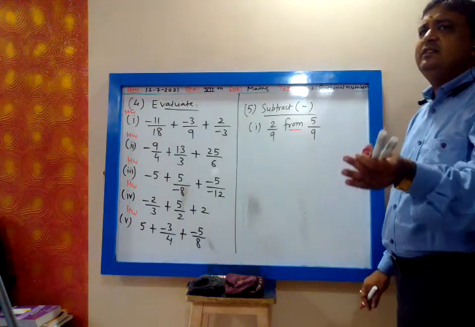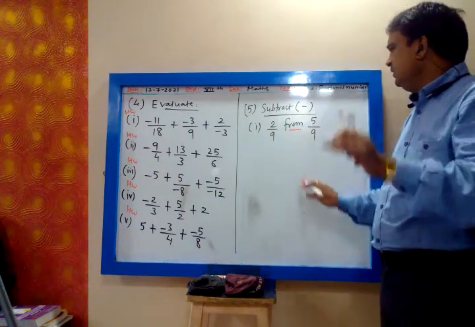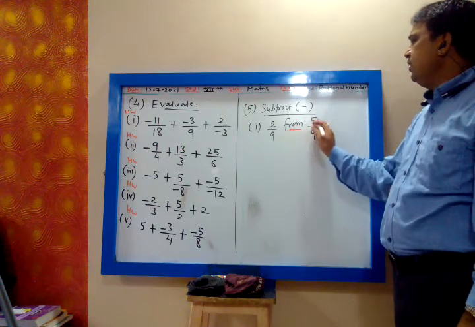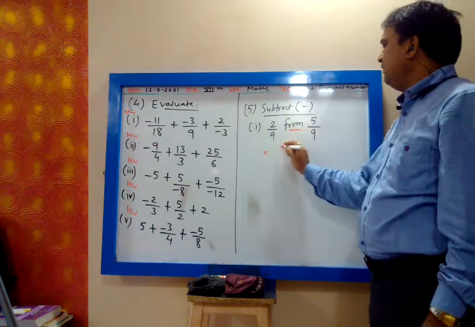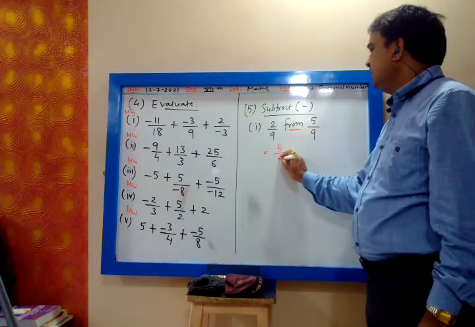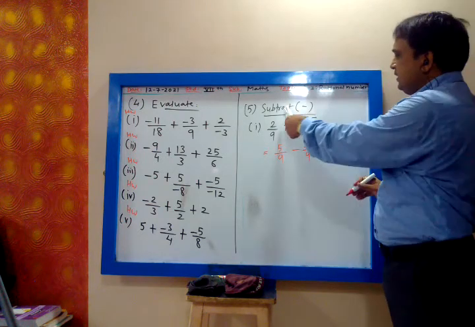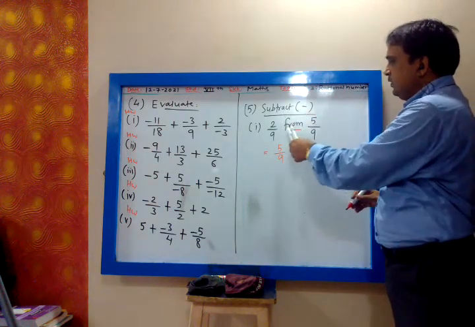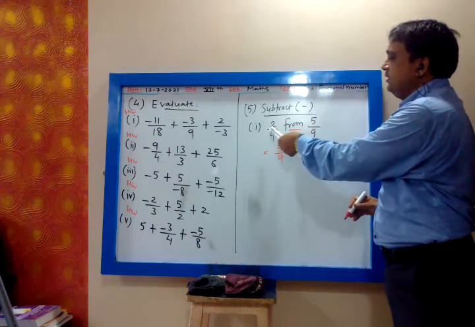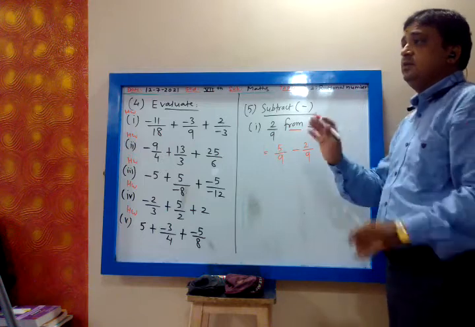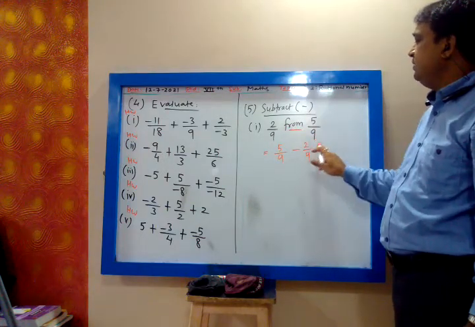Whichever number is after "from," that I will write first. So 5 by 9 minus 2 by 9. Subtract means minus sign. From 5 by 9, so first I will write down 5 by 9 minus 2 by 9. You will not write 2 by 9 minus 5 by 9. No. Whichever number is after "from," that I will write first: 5 by 9 minus 2 by 9.